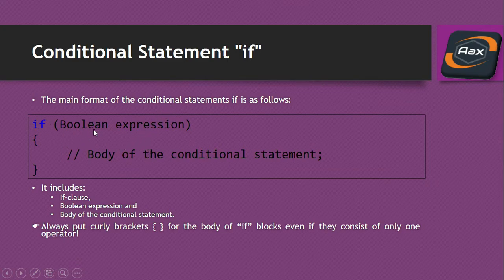We have the if clause and a Boolean expression. If this Boolean expression is evaluated to true, then the body of the conditional statement is executed. If it is evaluated to false, then the body of the conditional statement is omitted and the if block terminates. The if block is from if to the closing curly bracket. So here, even if this if block has a single statement, you need to use the curly brackets.